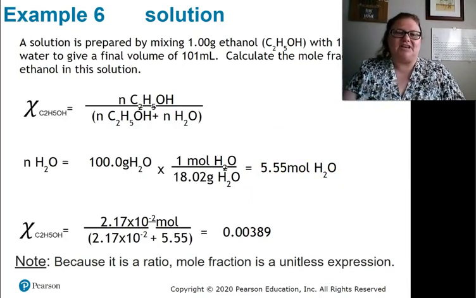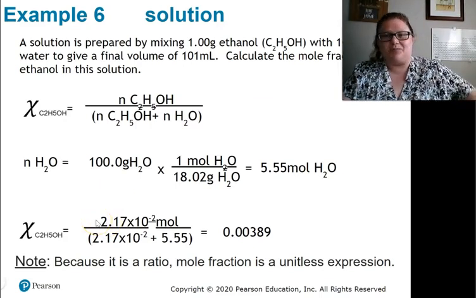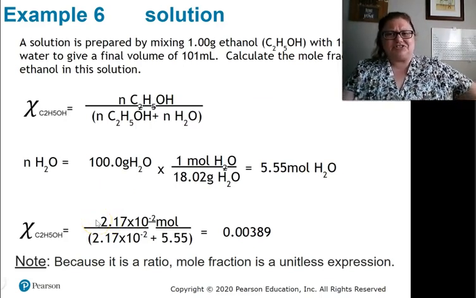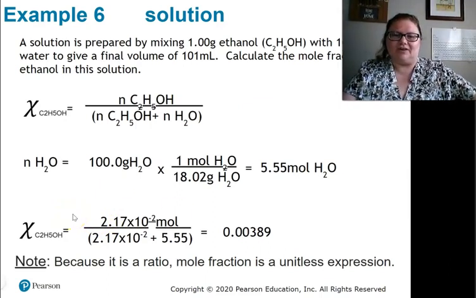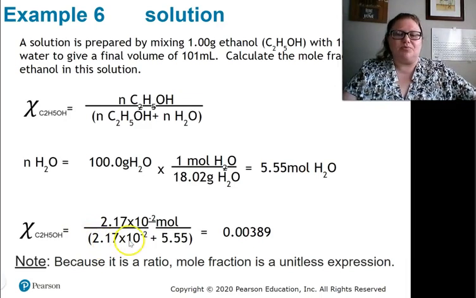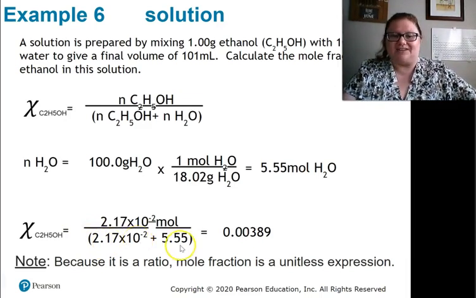We have all the information we need. We have the moles of ethanol that we calculated way back in the first example like this. I think it was example 2 that we did this, right? So we had our moles of ethanol already calculated. We just pull that. Then we repeat it down in the denominator, but add it to the moles of water. When we simplify this, here's what we get.